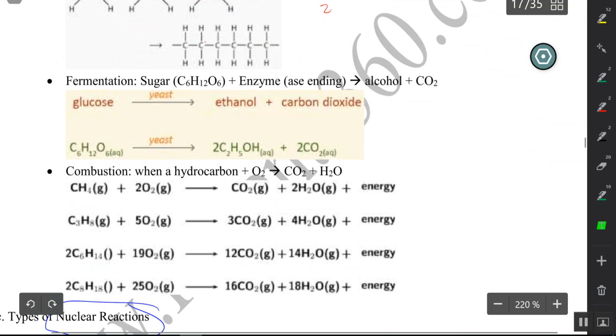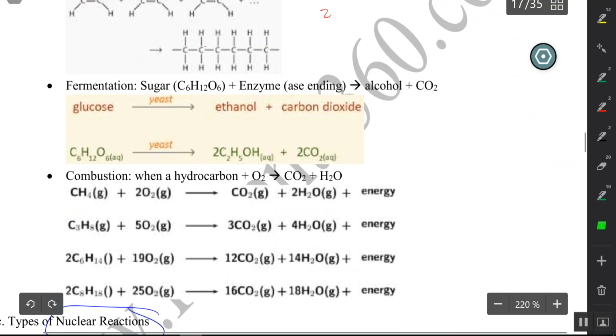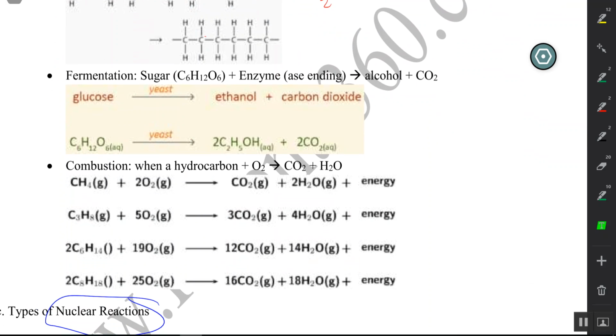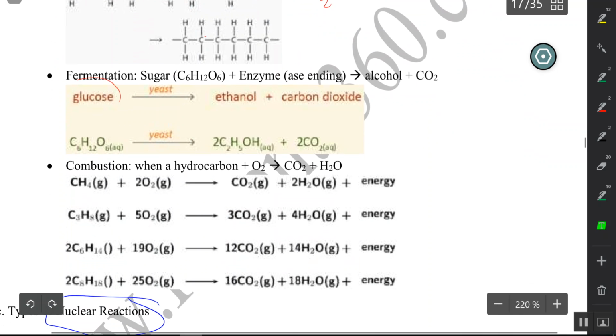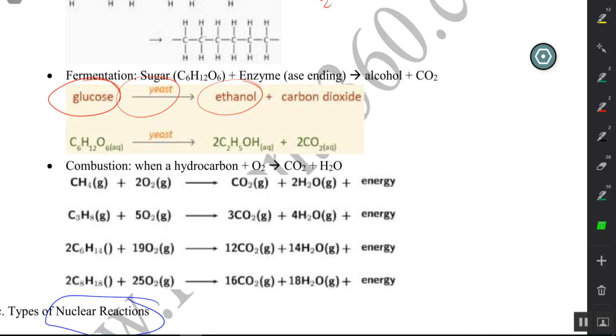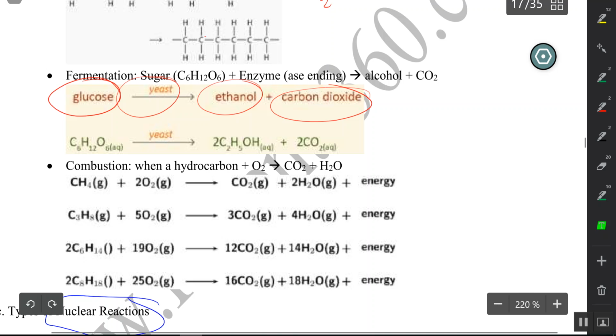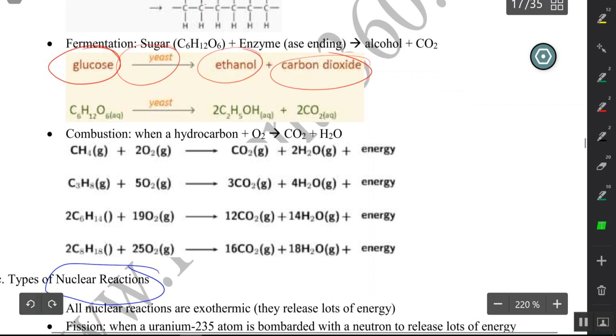Next, fermentation. That's usually what we do at distilleries to create alcohol. We bring some sugar, add some yeast to it, and we're going to get an alcohol. Ethanol is an example of an alcohol. Ethanol is the same alcohol that's present in liquor. And then carbon dioxide.